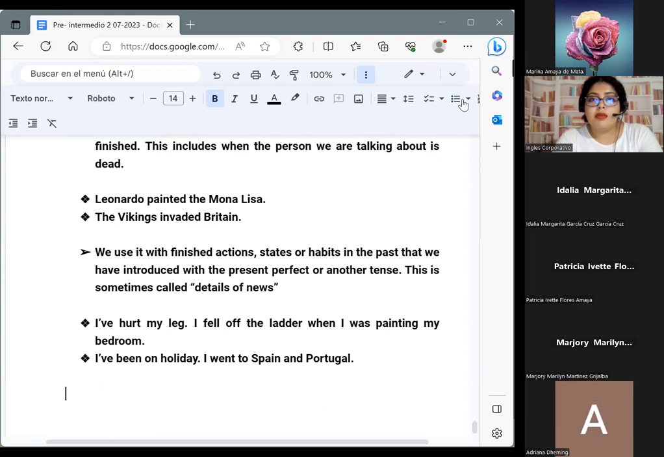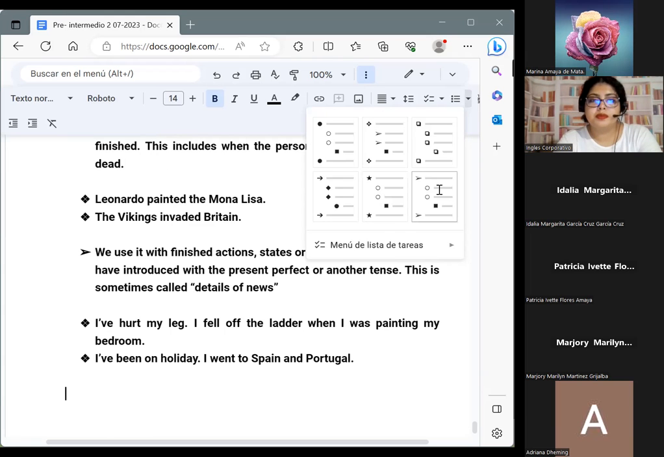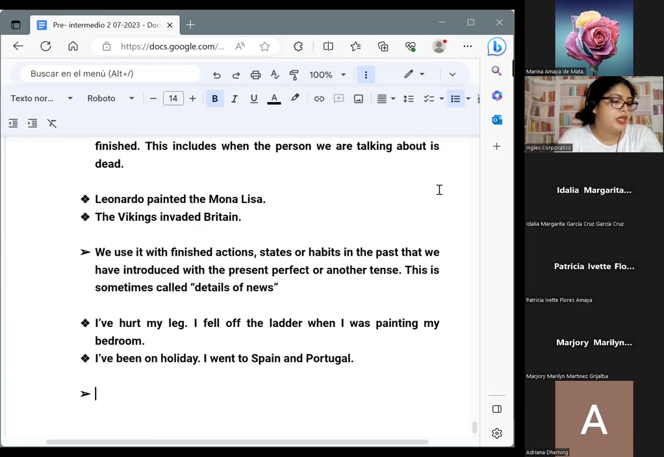Number four. For stories or lists of events, we often use the past simple for the action in the story and the past continuous for the background. Aquí dice que para historias o listas de eventos, nosotros usualmente utilizamos el pasado simple para las acciones de la historia y el pasado continuo para los detalles de lo que ha estado sucediendo.